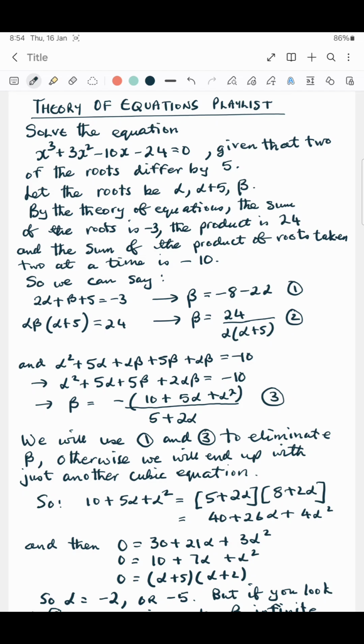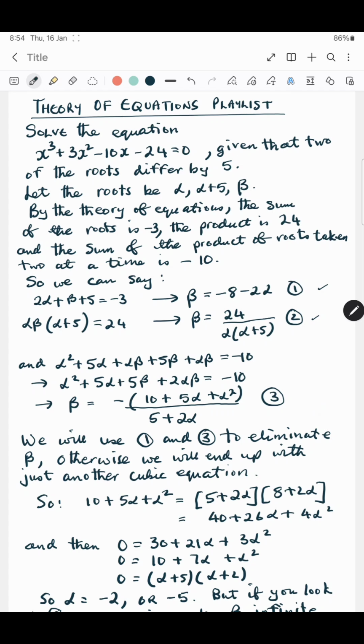Okay, so we can say the following. That 2 alpha plus beta plus 5 is minus 3, which leads to beta equal to minus 8 minus 2 alpha. That's equation number 1. And then alpha beta times alpha plus 5 is 24, which leads us to beta equals 24 over alpha times alpha plus 5. That's equation number 2.